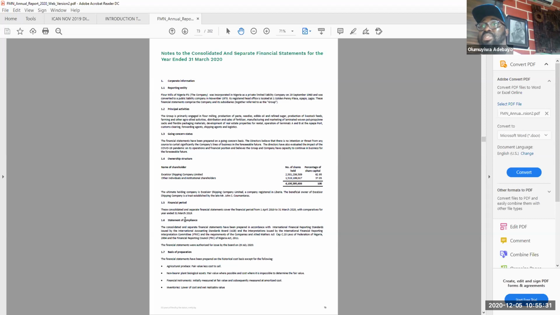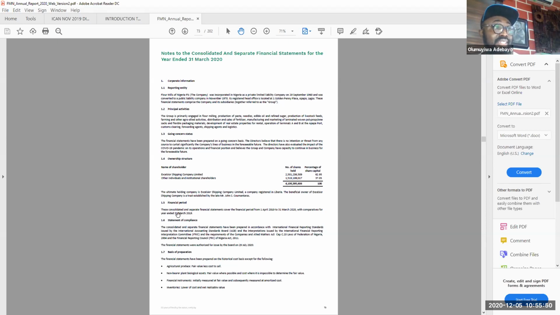Can you see? You must state your reporting period and that of the comparative. What year are you reporting? Now they are reporting 2020. You may be shocked that our 2020 has not ended, but by the time you read it further, you learn that for 2020, the year end is March.